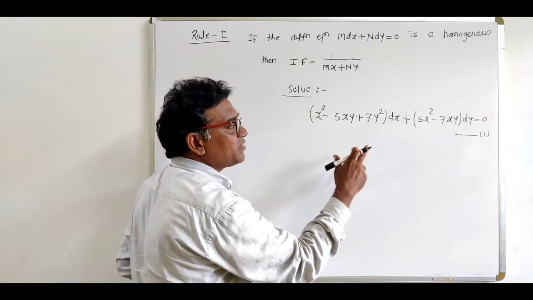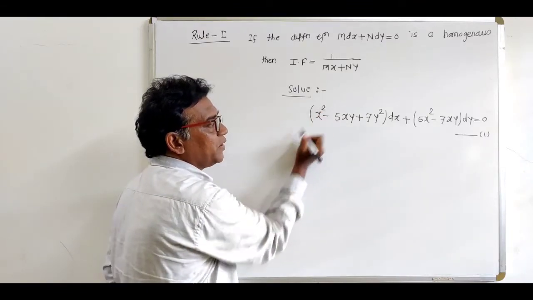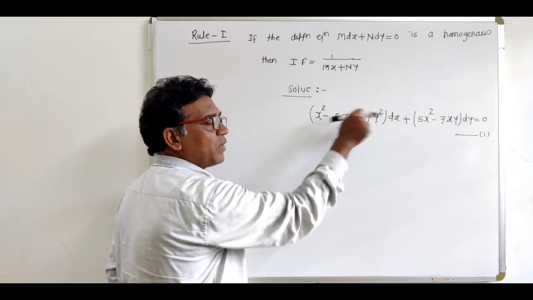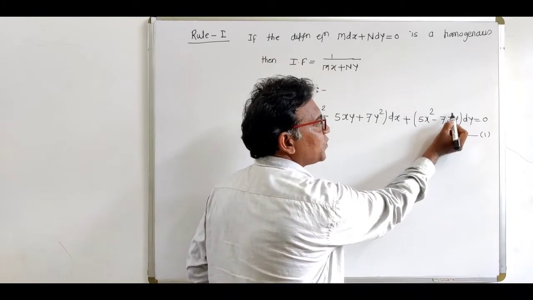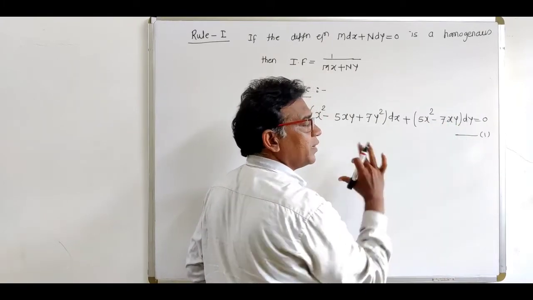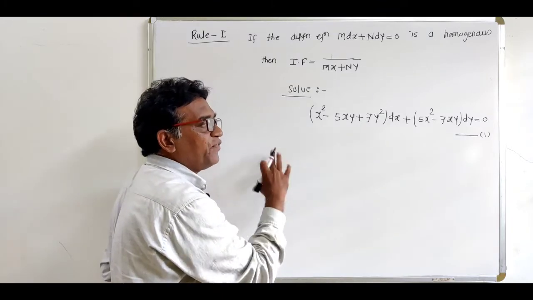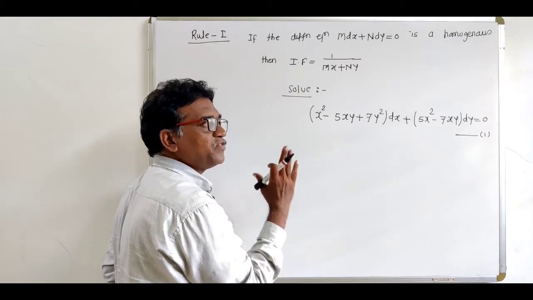Homogeneous differential equation means having equal power. x square means degree 2. x into y, 1 plus 1, is degree 2. y square means degree 2. x square means degree 2. 7xy, 1 plus 1, is degree 2. So the degree of every term is the same. So this is called a homogeneous differential equation.